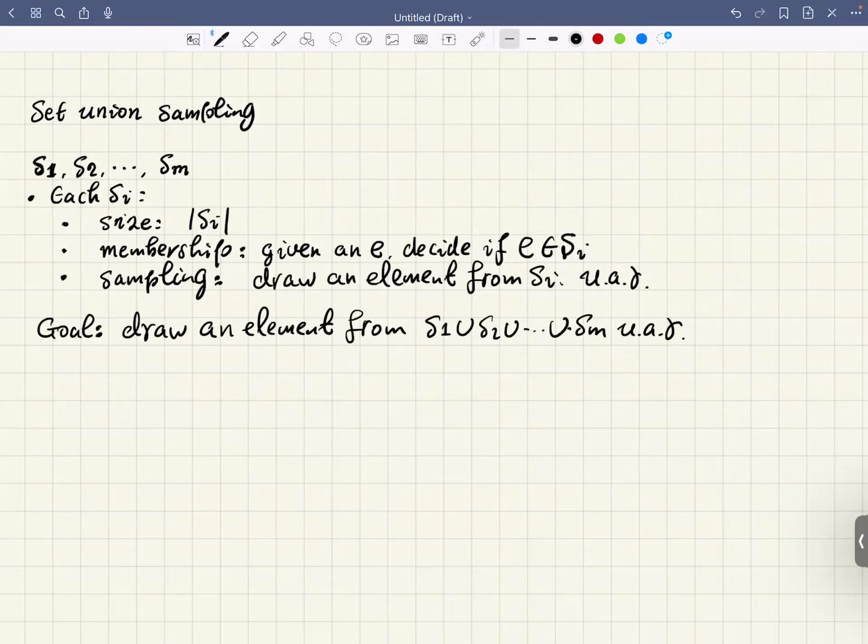Okay, so that is the problem. For example, if I say S1 is the list of documents containing the word computer, and S2 is the list of documents containing the word science. Basically, you want to get a random element among all the documents that contain either the word computer or science. All right, so that is the problem here. Not intersecting. So this is union sampling.